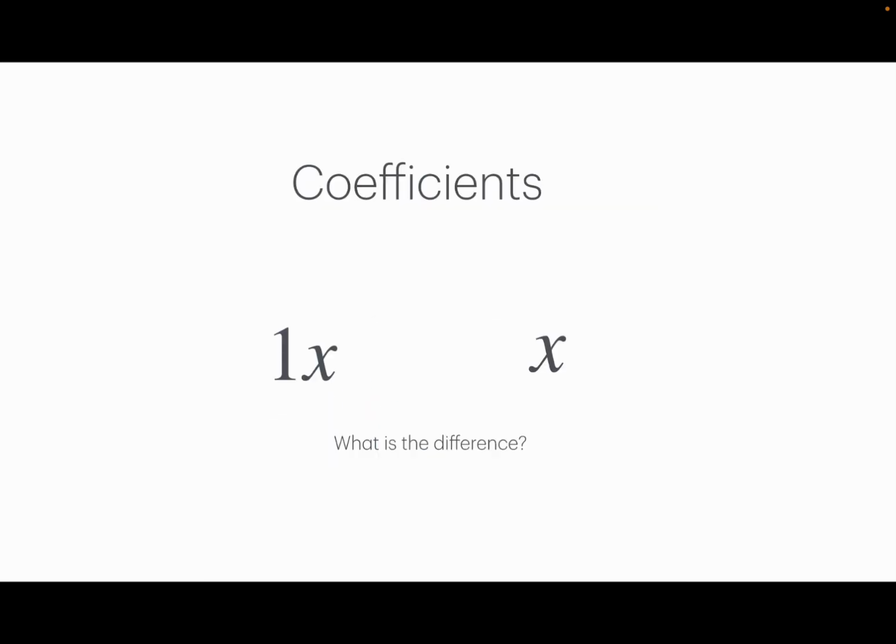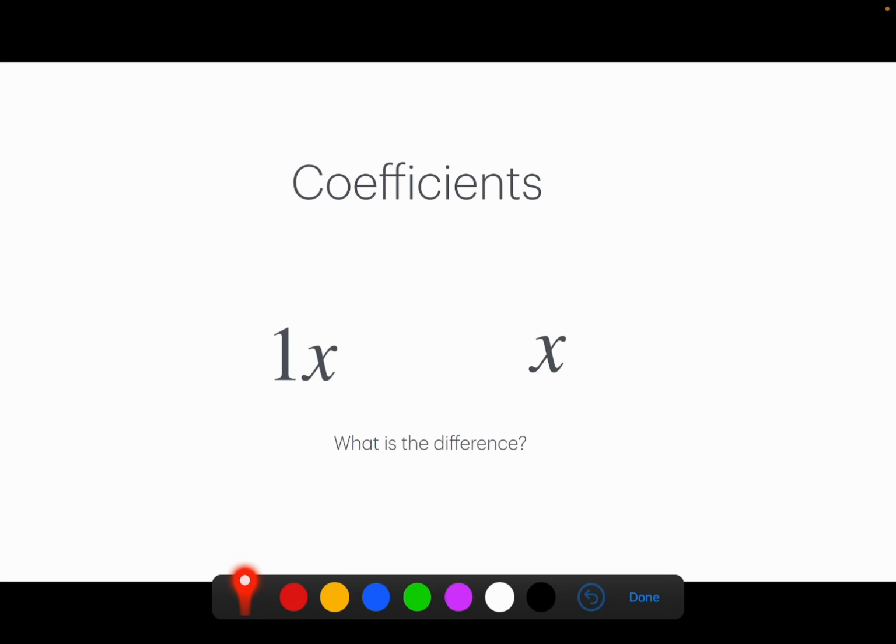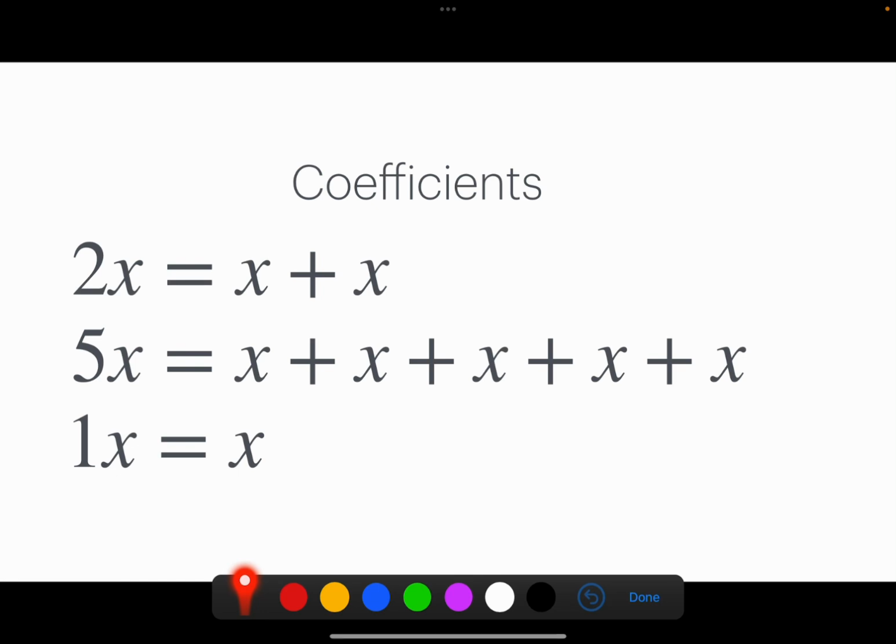Coefficients. Let's look at this. What is the difference between this and that? This is 1x. That's the way we would say it. And this is x, which you could also say 1x. So let's look over here, okay? What does 2x mean? The 2 here, the coefficient, is telling us how many x's we have. So since this is 2x, that means we have 2 x's that are being added together. This coefficient, 5, means we have 5 x's, and they're all being added together.